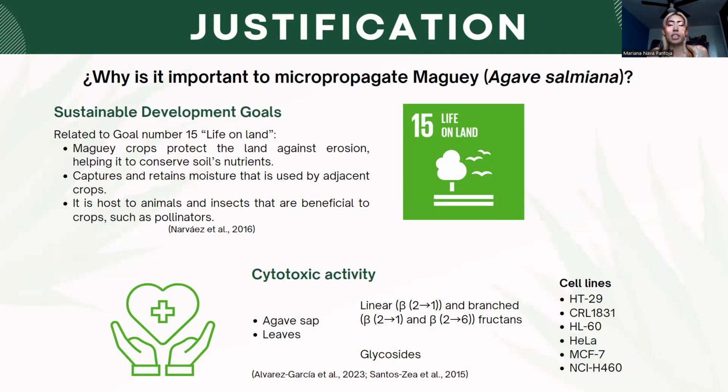Maguey crops protect the land from erosion, helping it to conserve soil's nutrients. And it also captures and retains moisture that can be used by adjacent crops. Also, it is host to animals and insects, such as pollinators. Agave salmiana has some cytotoxicity activity from extracts done by using agave sap and agave leaves. We can obtain fructans and glycosides that have been shown to have a cytotoxic activity in these particular cell lines.